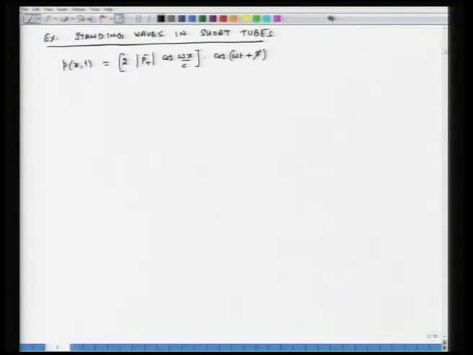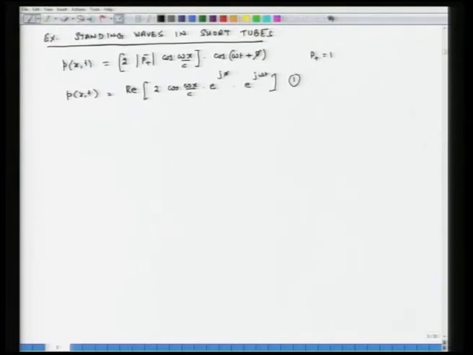I can rewrite the same expression in the following way: p(x,t) equals the real component of, and let us assume to simplify things that P plus equals 1, a constant with a value of positive 1. In that case p(x,t) is nothing but 2 cosine of omega x over c times e to the j phi times e to the j omega t. I call this equation 1.